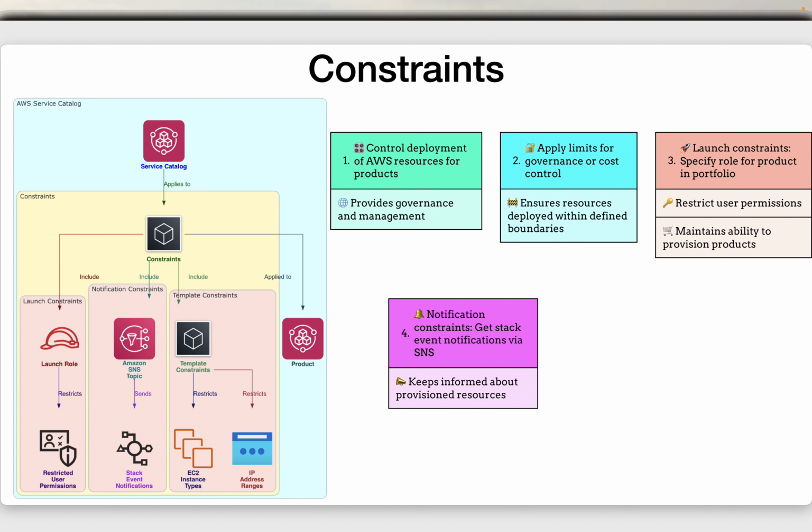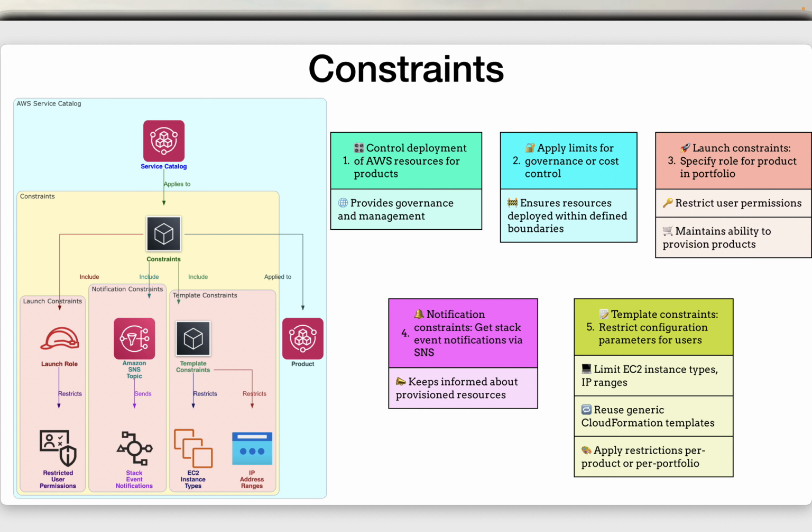Notification constraints enable you to receive notifications about stack events using an Amazon Simple Notification Service (SNS) topic, and this keeps you informed about important events related to your provisioned resources.